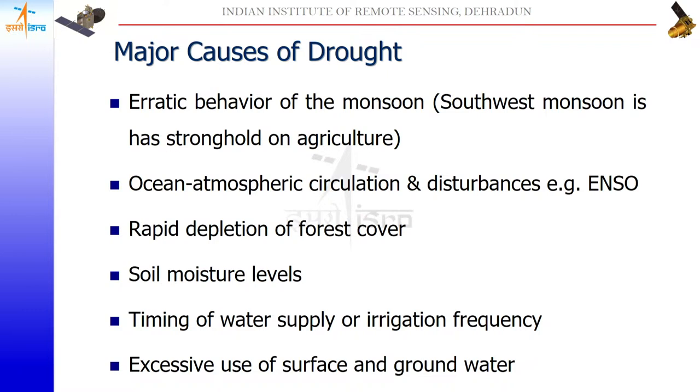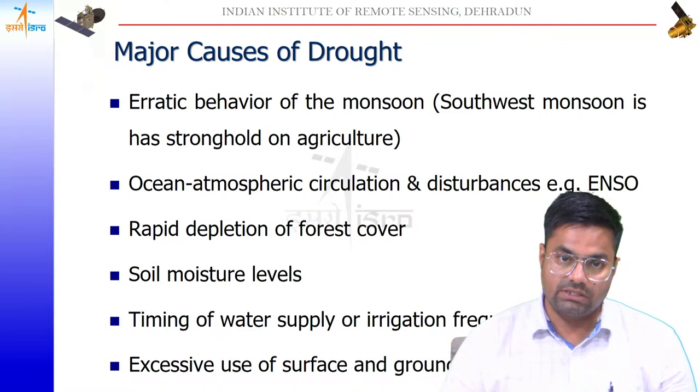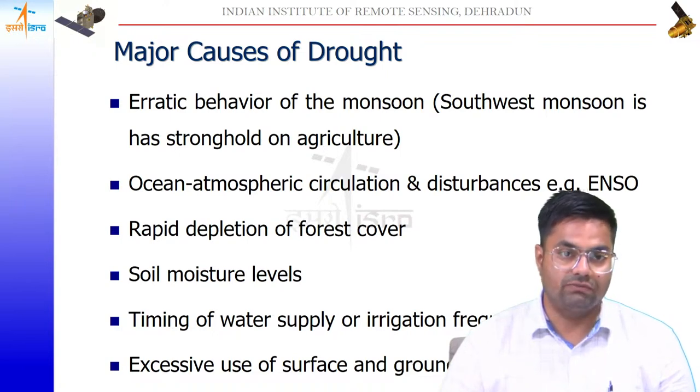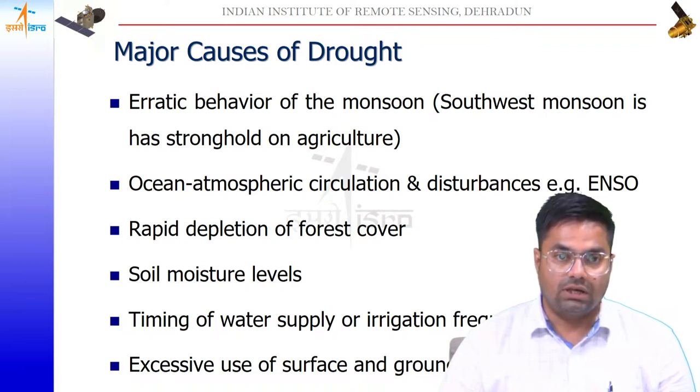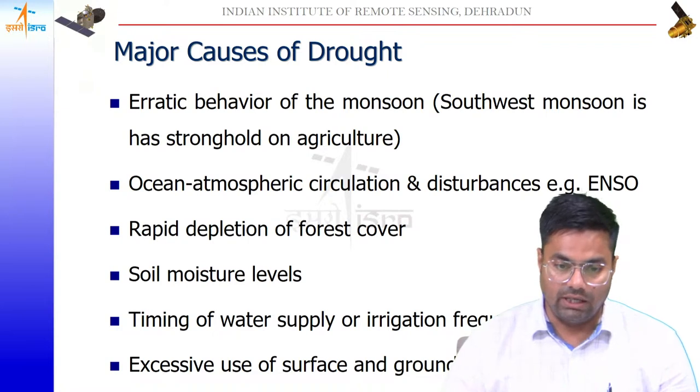The first and foremost important cause of the drought is the erratic behavior of the monsoon. As you have already seen in the current situation in our country, the IMD, the India Meteorological Department, has declared this an El Nino year. Along with this, the Western Disturbance has caused catastrophic incidents in various parts of the country, especially in northern India, like parts of Himachal Pradesh, Punjab, Uttarakhand, and the adjoining states and areas.